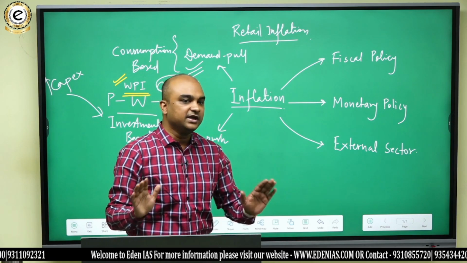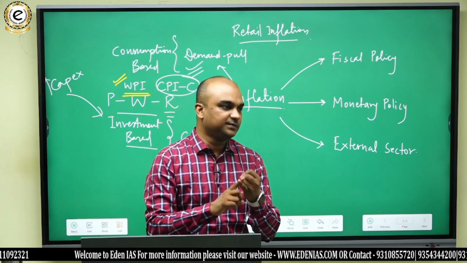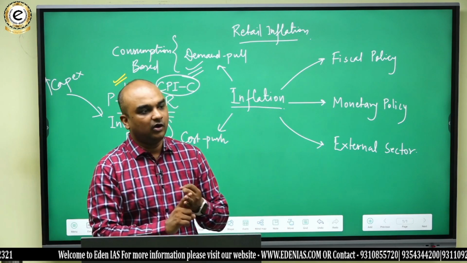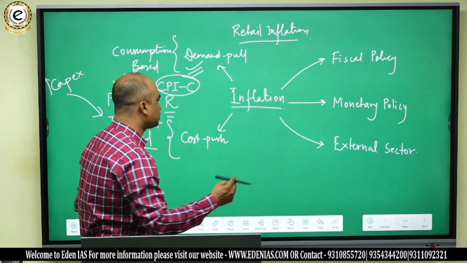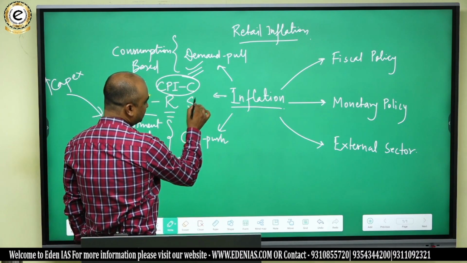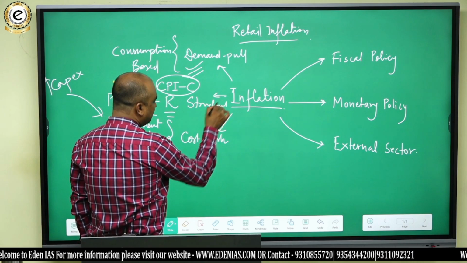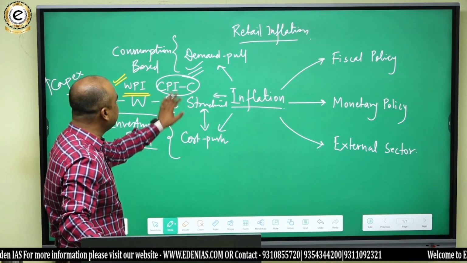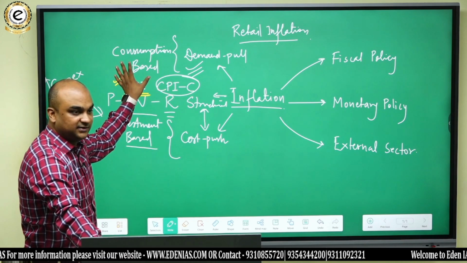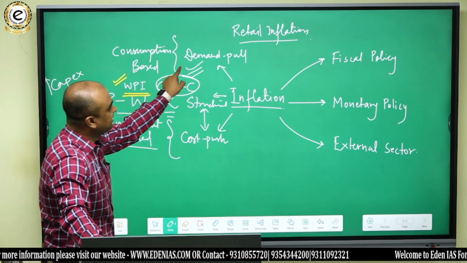But generally speaking, inflation is across the board. It means it includes all goods and all services. Inflation is generally of two types, demand pull and cost push. You can also include a third type, which is structural inflation, but that is more or less related to the cost push factors. If an economy is consumption based mostly, then the inflation that it faces is demand pull.